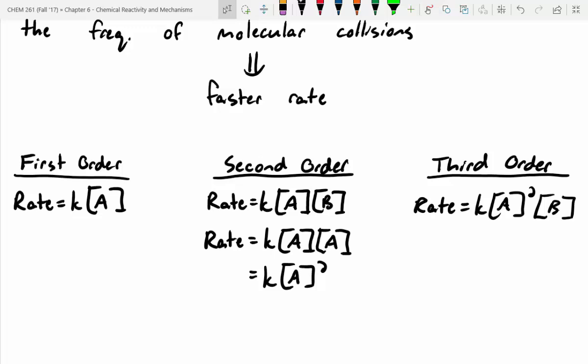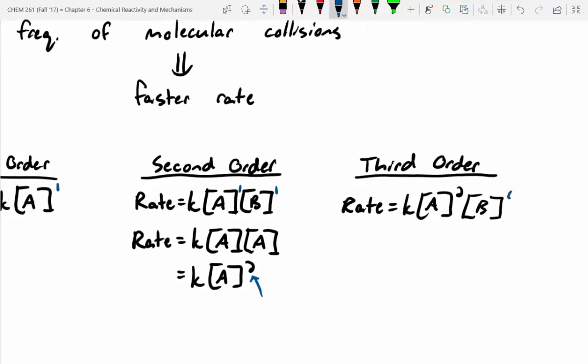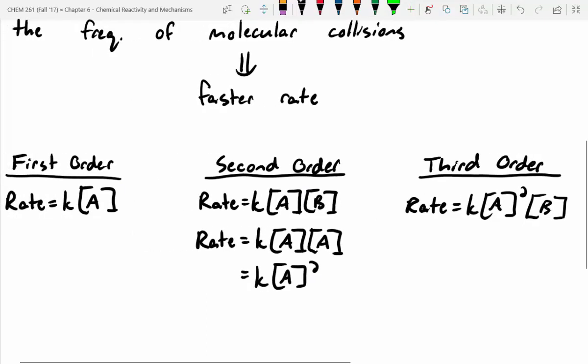the different reagents, right? So in this case, you could say, oh, A is raised to the 1 power, so that's a first order. Over here, we've got 1 plus 1, so that's second order. Or you could say, hey, that's a 2, that's second order. Over here, we've got 2 plus 1, so that's a third order. So you can really quickly add together all of those exponent values to find the rate order for a reaction.